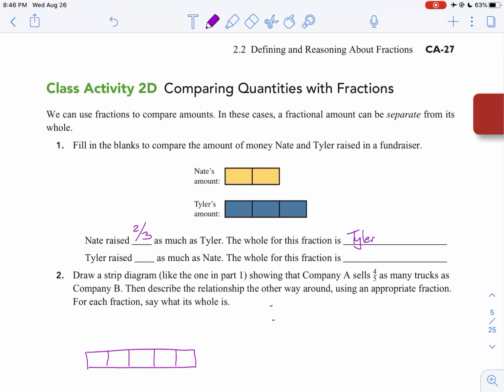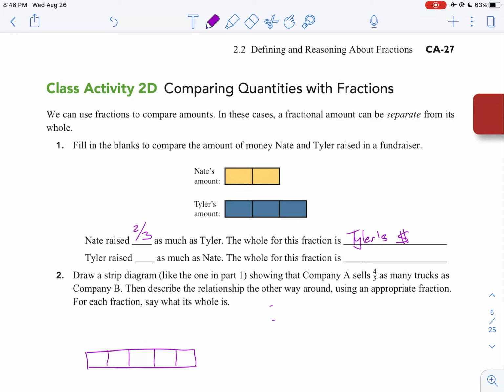Nate raised 2/3 as much as Tyler. So the whole is Tyler's money. Hopefully that makes sense here. We're just looking at Nate's compared to Tyler's. So it's less, it's 2/3 of Tyler's.